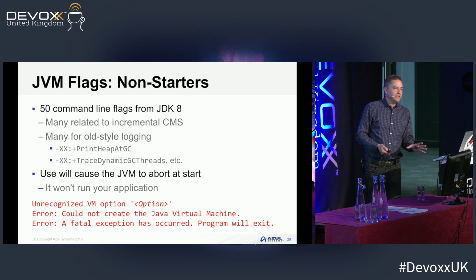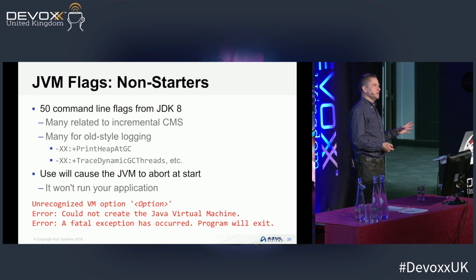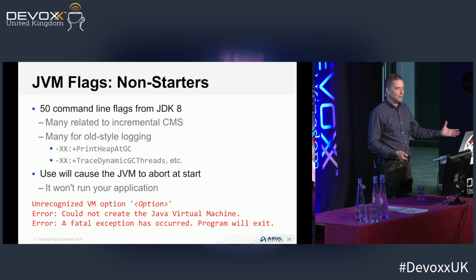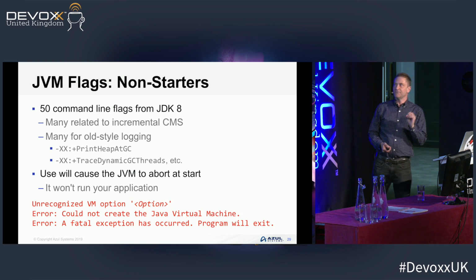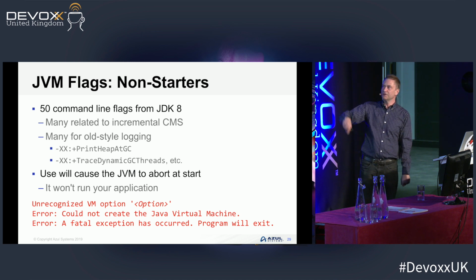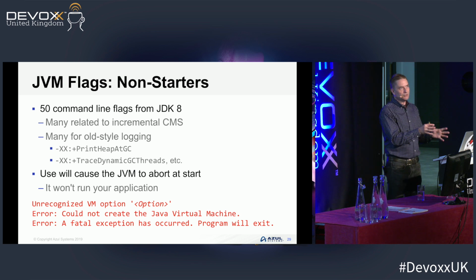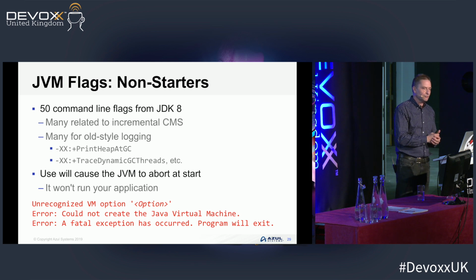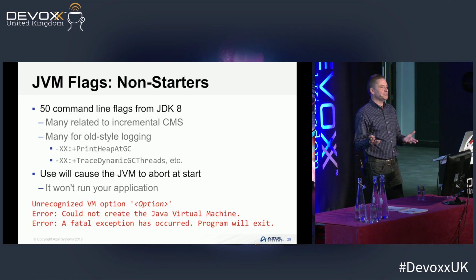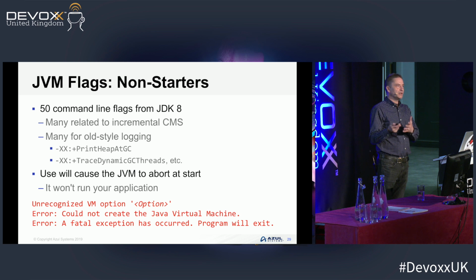Then there are 50 command line flags in JDK 9 which have been removed, which will stop your JVM from starting. So you'll see "Unrecognized VM option" and "Could not create the Java Virtual Machine." That's the kind of thing which is going to require some changes in your startup script. So if you use things like PrintHeapAtGC or TraceDynamicGCThreads, these types of things, then you will actually get an error when you try to start your JVM.